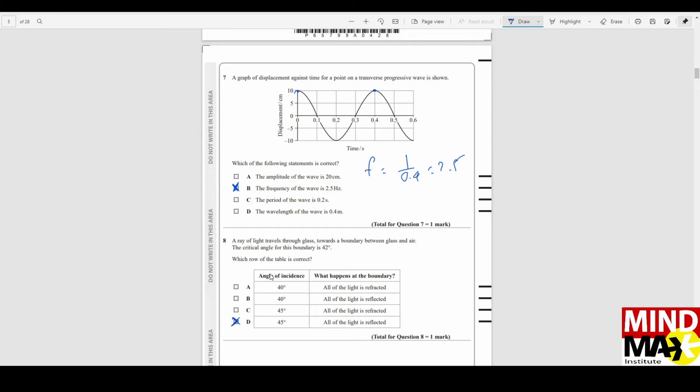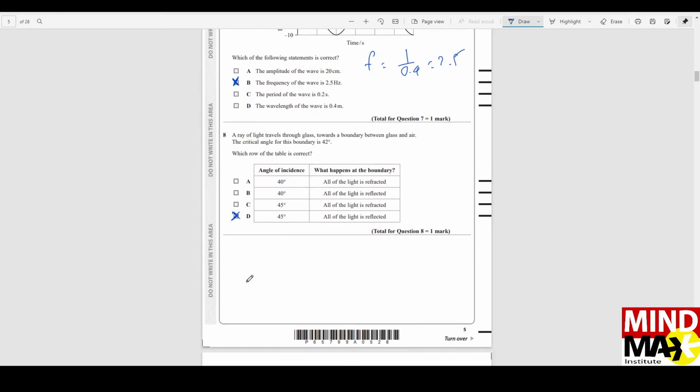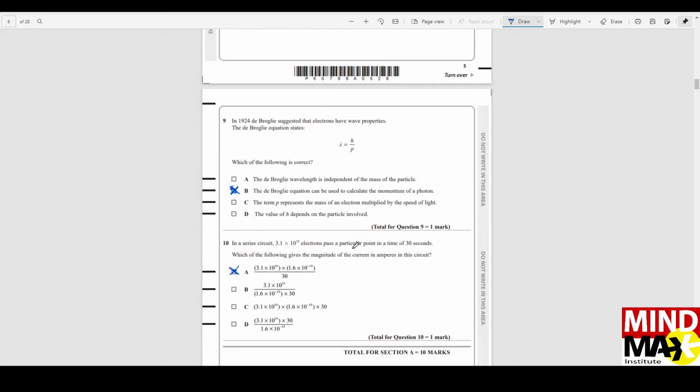That's the answer. And then this is about critical angle. So we know that whenever the angle of incidence is more than the critical angle, all of the light is reflected. So that critical angle is 42, and the light here is striking at an angle of 45 degrees. So that means it is more than 42, meaning all of the light is reflected, total internal reflection.